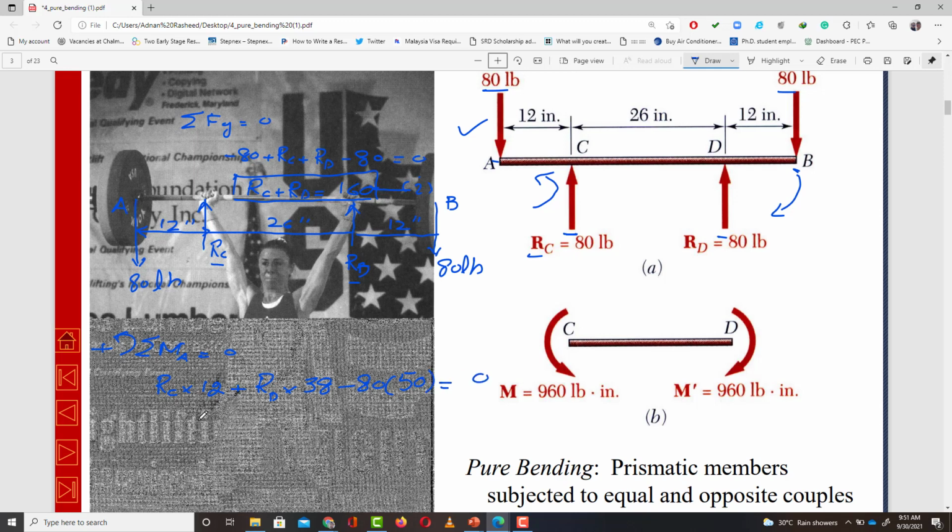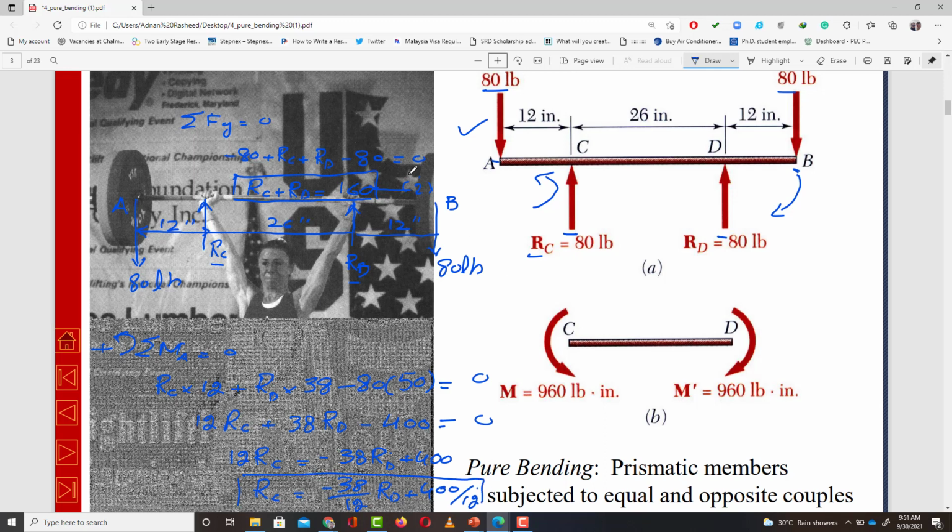So their sum must be equal to 0. So 12 RC plus 38 RD minus 400 is equal to 0. So 12 RC is equal to minus 38 RD plus 400. In terms of RD, we can see RC is equal to minus 38 over 12 into RD plus 400 over 12. So this is the equation.